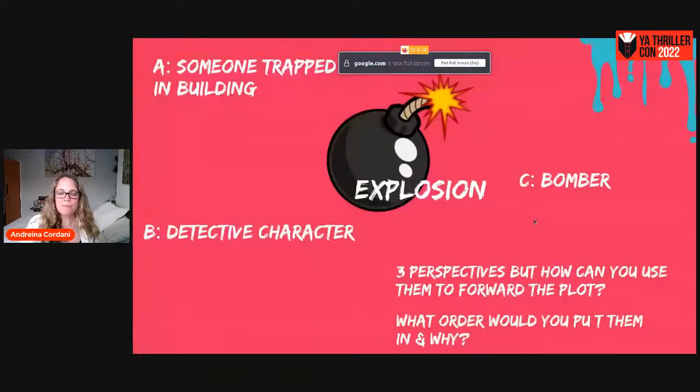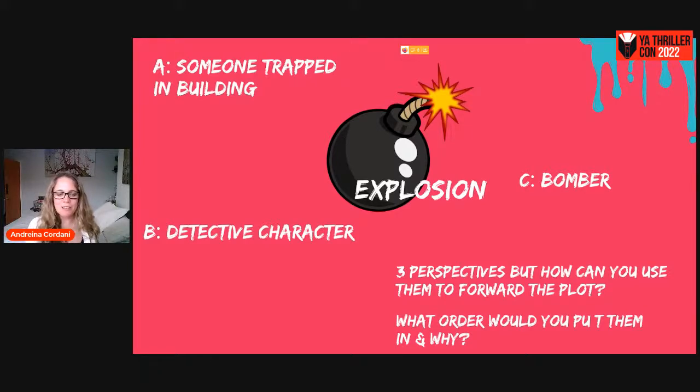Okay, so you can look at the perspective. You can look at one event from 3 different perspectives. That's really scratching the surface of what multiple narrators are all about, but it is a fun exercise to try. If you're talking about an explosion, you can look at it from 3 perspectives. A, someone trapped in the building when the bomb goes off. B, the detective character, who may or may not be an actual detective, depending on who your characters are, and C, the bomber themselves. So you've got 3 perspectives on the bomb going off, and obviously 3 very different thought patterns when the bomb goes off and in the aftermath.